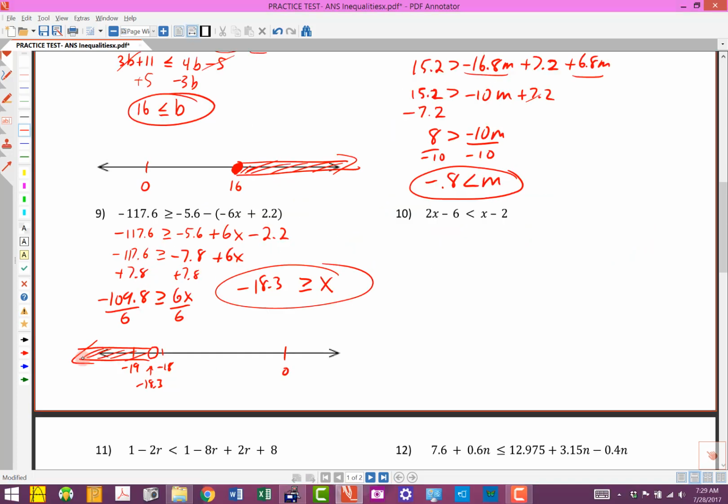Last one on this side. Let's see, I'm going to move the x over here, and I'm going to move the 6 over here. Again, changing signs. We're going to add 6 to both sides and subtract x. That doesn't change the direction at all, so we end up with x on this side, and we end up with a 4 on this side, and that's it. Done. End of story on that particular one.